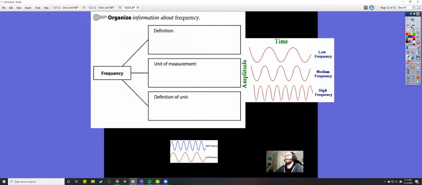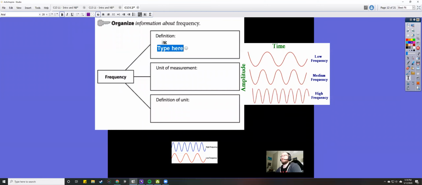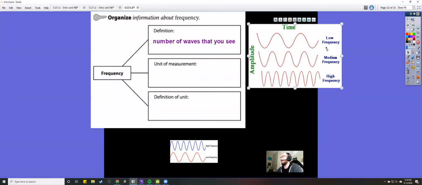Last but not least, we're going to talk about frequency. Frequency is probably the toughest part to understand, but if you keep it simple, it's not too bad. Frequency is pretty simply the number of waves that you see. We'll just keep it at that. If you look at this diagram here real quick, we can see low, medium versus high frequency. The more waves that you see, the higher your frequency.